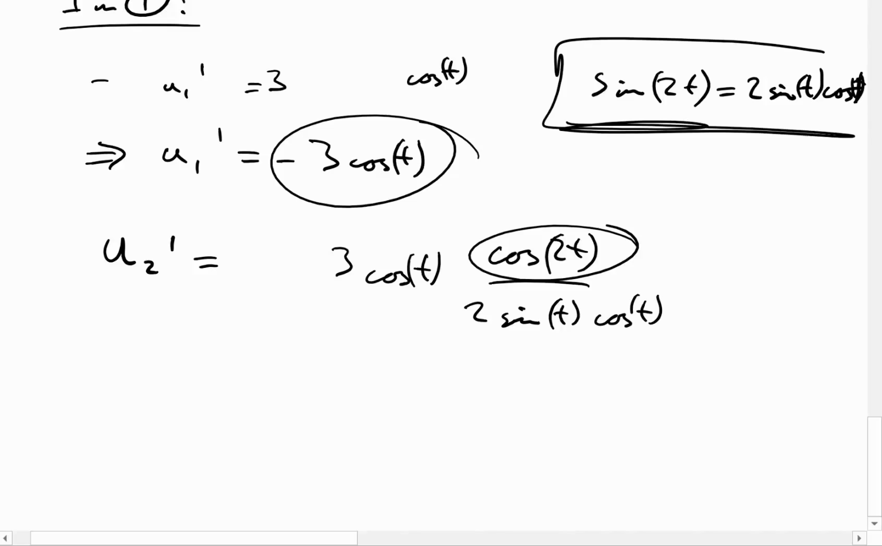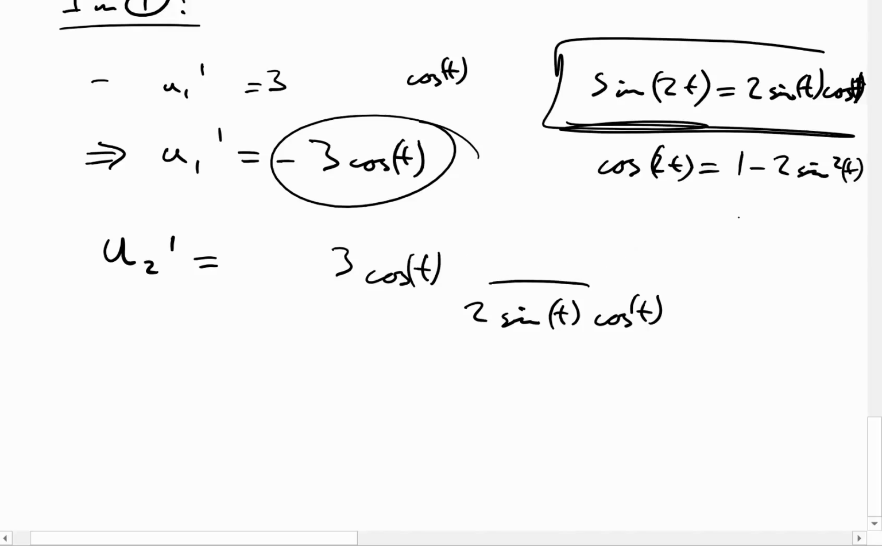Do I know a substitution for cos 2t? Yes, there are several. You can work out which one's best, but effectively I want to cause a cancellation. cos 2t is cos squared t minus sine squared t. Or I'm just going to make a substitution: cos 2t is 1 minus 2 sine squared t. You can verify that yourself, it's just the double angle identities. So I can replace that with 1 minus 2 sine squared t on the top.